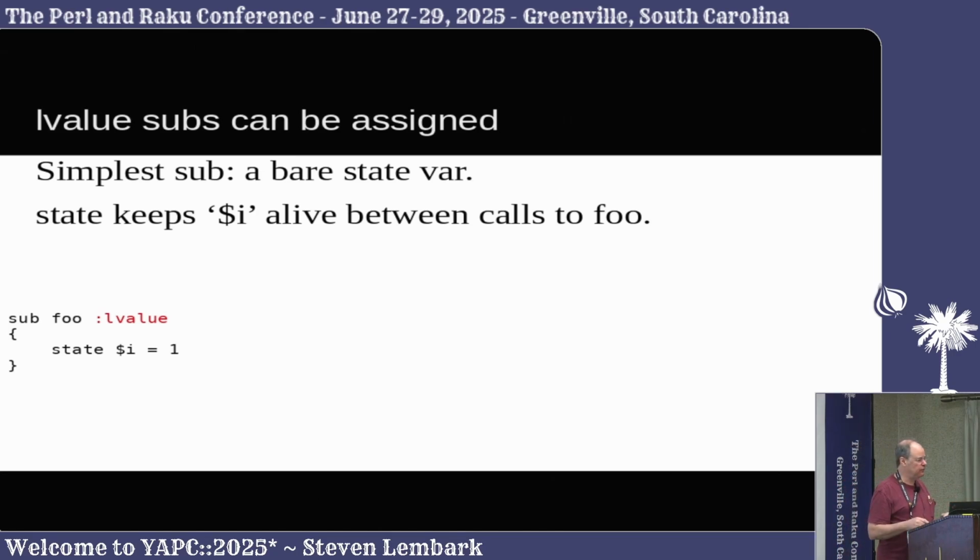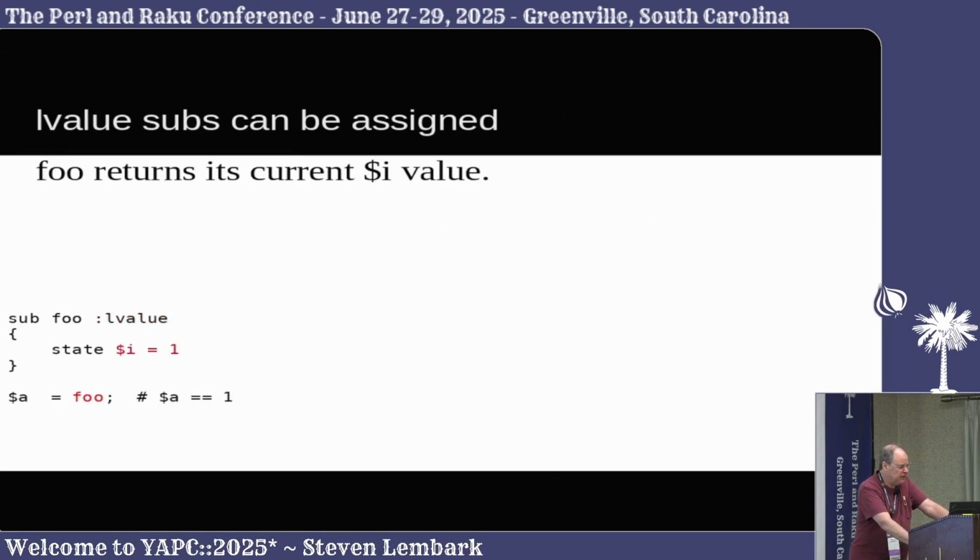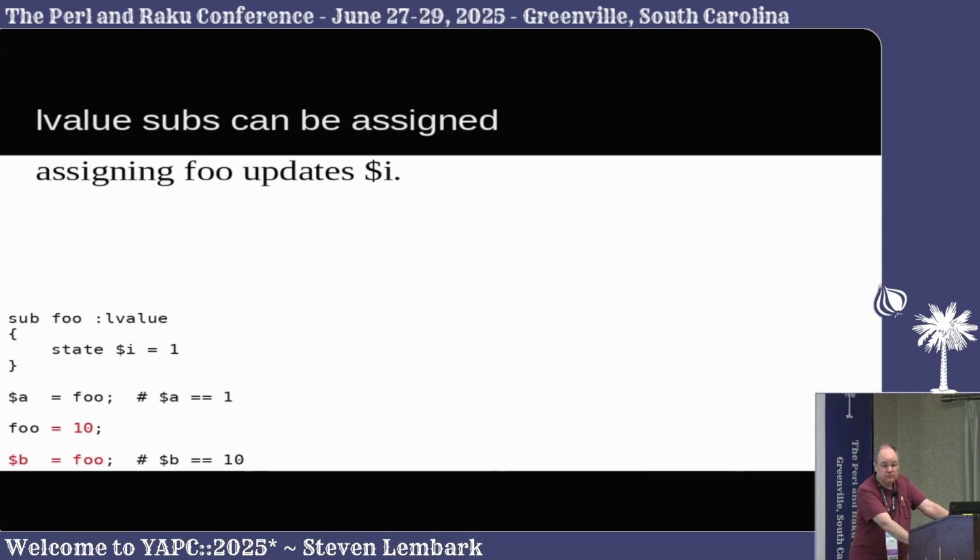The fact that it's an L value means that the return is actually the variable in an assignable state. If you read from it, you're going to get the contents of the variable. If you assign to it, you're going to stuff it into the variable. Does this syntax make sense to most people? Everyone's nodding. Okay. So if I say A equal foo, I'm going to get 1. I can assign 10 to it. I know I'm going to get 10.